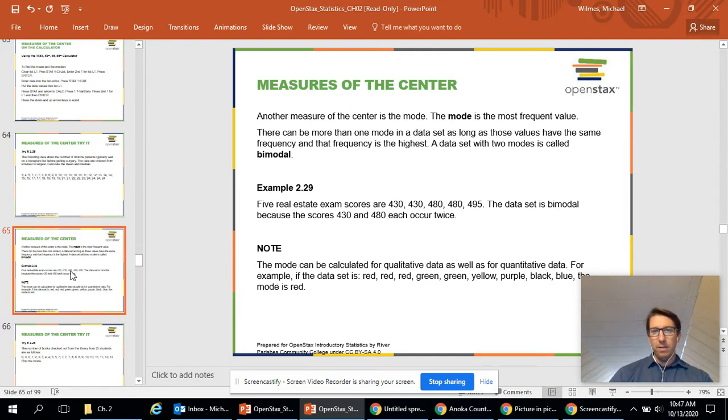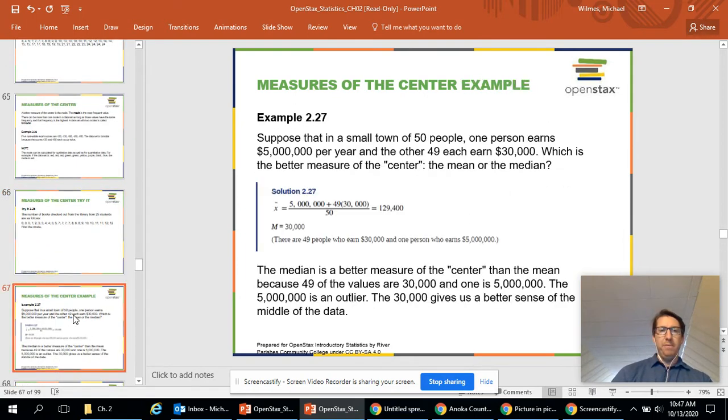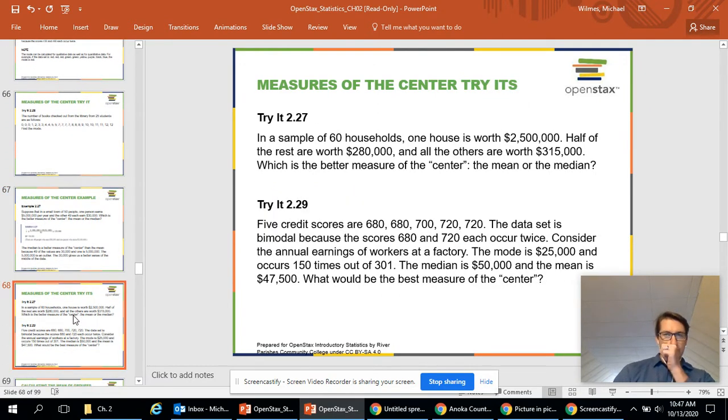The mode is the data value that occurs the most often. And if there's a tie, sometimes there are two modes. It's called bimodal. Okay, so we've worked on mode before. Here are some more examples. I'll go to our examples next.